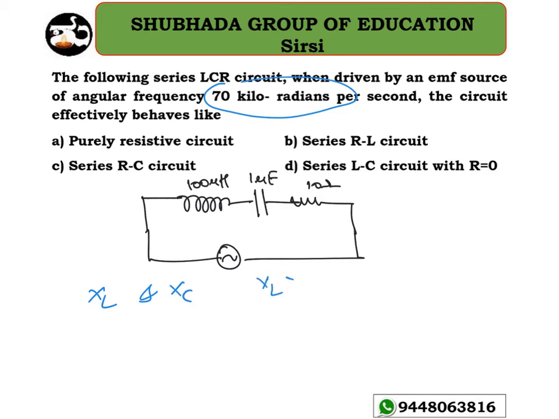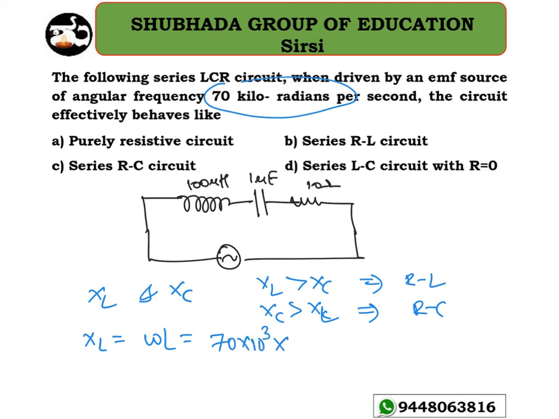Okay, if XL is greater than XC, the circuit behaves like an RL circuit, and if XC is greater than XL, at that time the circuit behaves like an RC circuit. Suppose I try to find the value of XL and XC. XL is equal to omega L, where omega is 70 kilo, 70 into 10 to the power of 3, and the inductance is given as 100 microhenry, 100 into 10 to the power of minus 6. So I will get 7 ohm here.